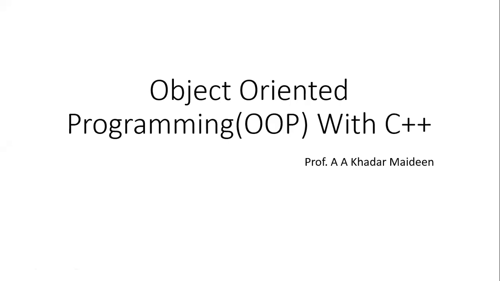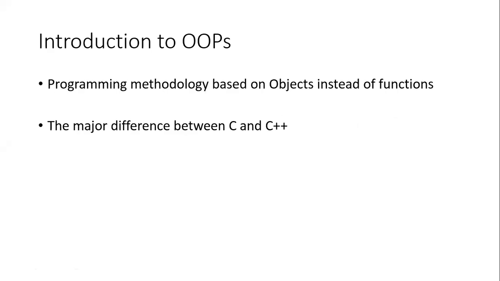So, object-oriented programming with C++. Already you are familiar with C. So, what is C++? That is, C++ is a superset of C. You know, in set theory, what is the subset and the superset? C is the subset and C++ is a superset. That is, all the capabilities in C you can avail in C++.